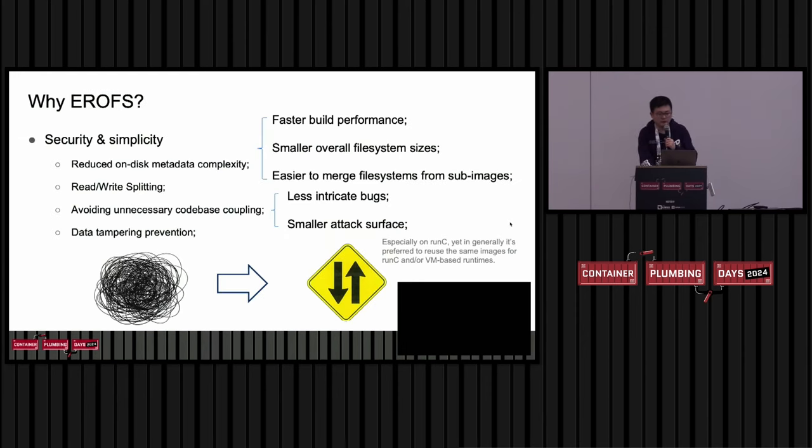So why use EROFS? Two of the main reasons are security and simplicity. It has reduced on-disk metadata complexity, so that it has faster build performance and smaller overall file system size. Due to this reduced on-disk metadata, it is also easier to merge a file system from several sub file systems. And we can split read and write so that it avoids unnecessary codebase coupling, so that we have fewer intrinsic bugs and a small attack surface, and we have data tamper prevention.